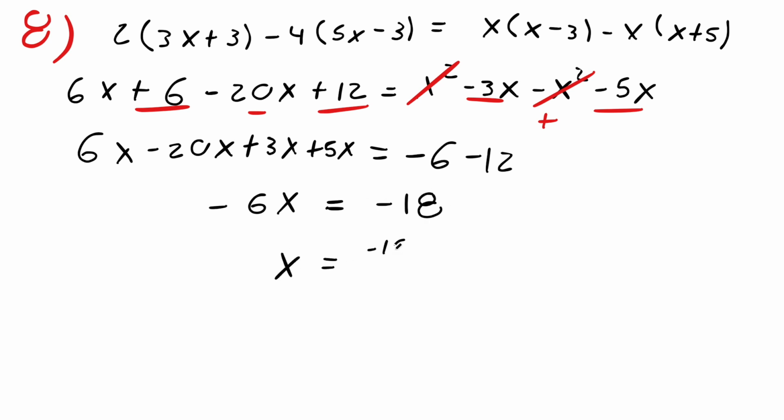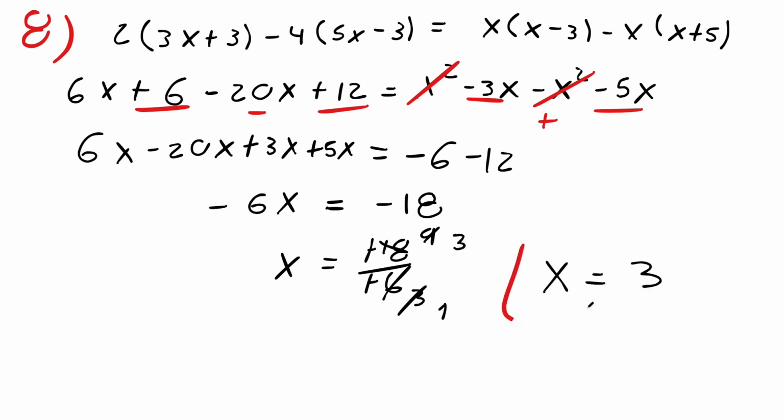And so x is equal to minus 18 over minus 6. When we cancel the signs, and also we apply the half. Half of 6, 3. Half of 18, 9. Third of 3, 1. Third of 9, 3. And so x would be equal to 3.